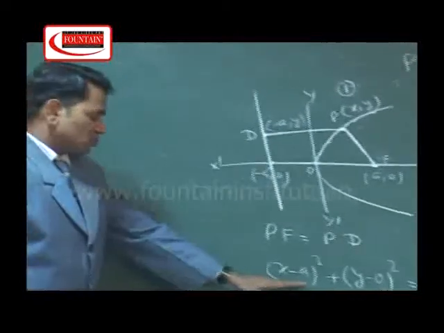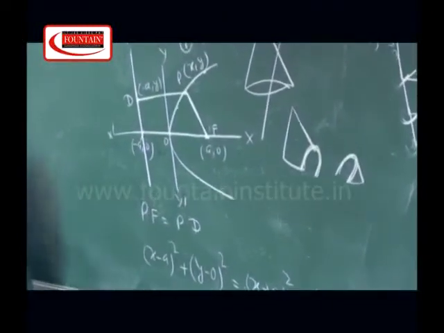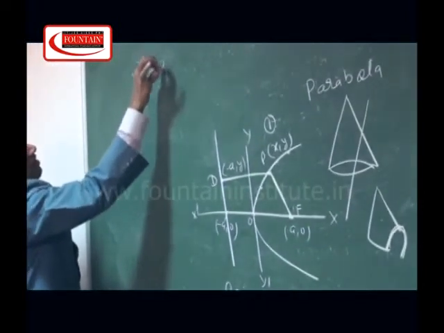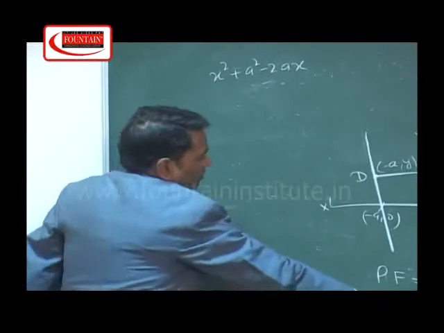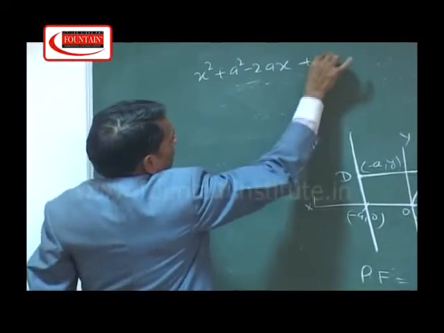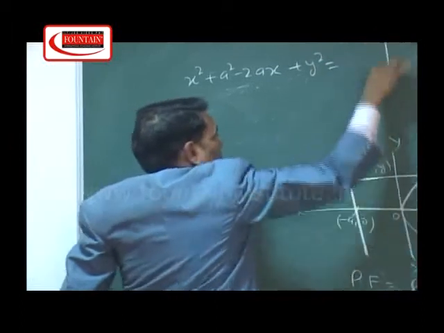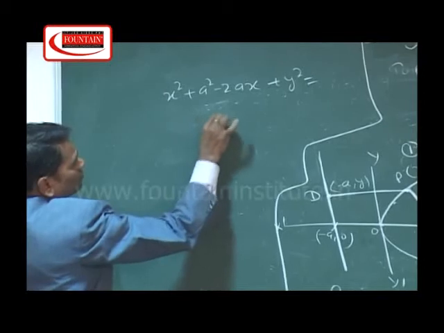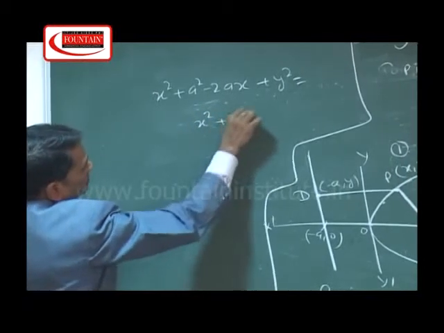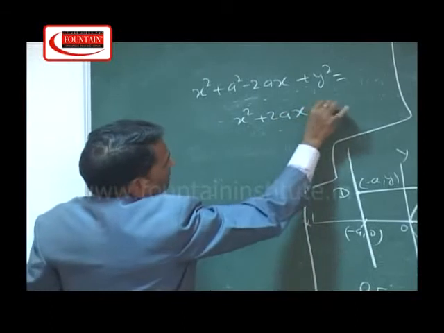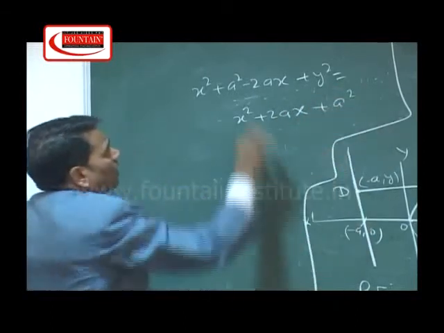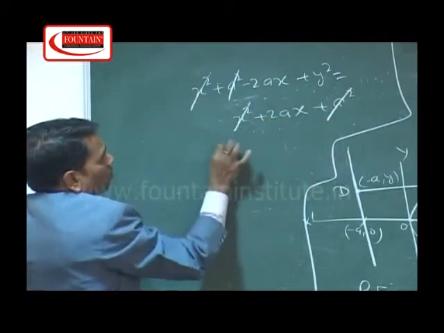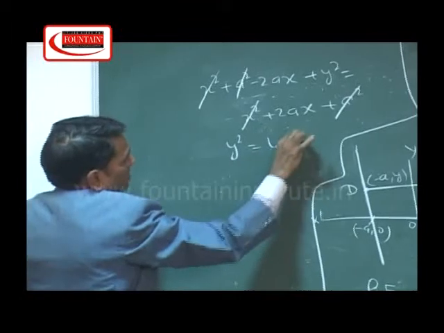Now guys, open this. So x² + a² - 2ax + y² equals x² + 2ax + a². So some terms are eliminated. The output is y² = 4ax.